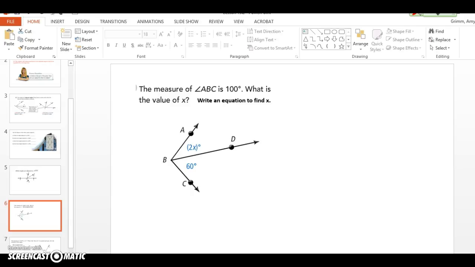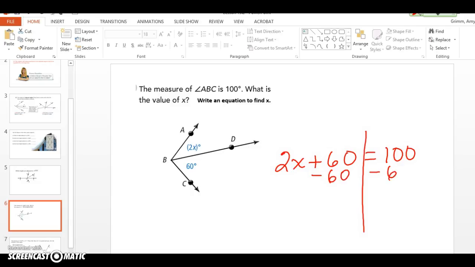How about Nora? Yeah, equals 100. So then you just solve it. Subtract your 60. Yep, I get 2x equals 40. X is going to equal 20.